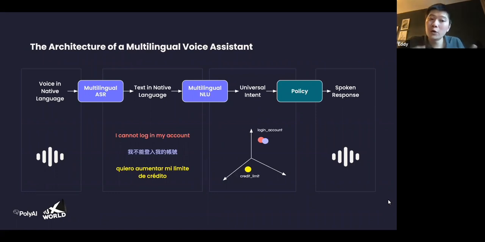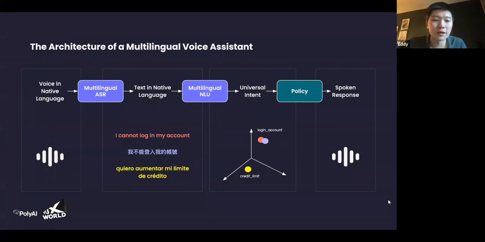So we managed to build our own multilingual understanding module to try to map from whatever language, as you can see here, "I can now log in my account," or "我不能登录我的账号" in Chinese, into a point in this high dimensional intent space, right? So in this space, just imagine there's a big space where ideally languages or sentences talking about the same intent should be mapped very similar to each other, very close to each other, right?